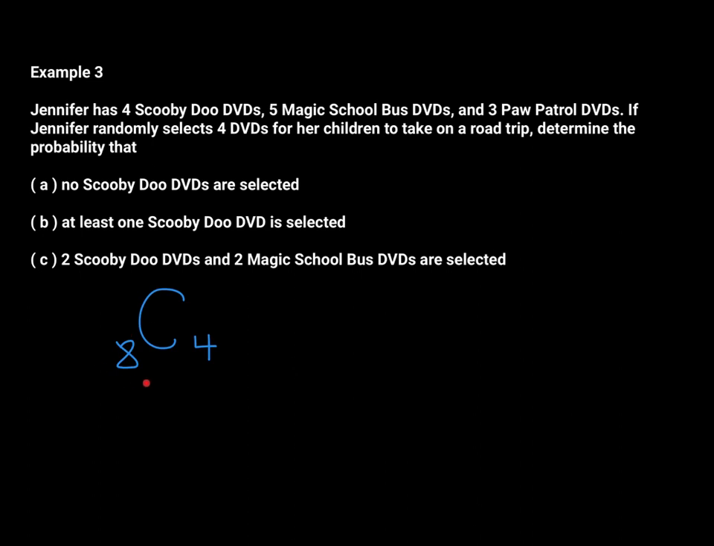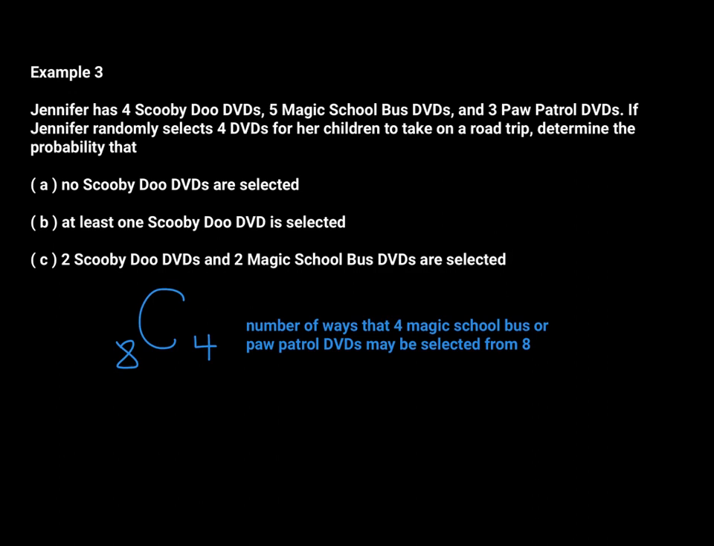One more time. I got the number 8 because if no Scooby-Doo DVDs are selected, that means the favorable outcomes would be choosing any of these Magic School Bus DVDs, and there's 5 of them, and choosing any of these Paw Patrol DVDs, and there's 3 of them, so 5 plus 3 gives me 8.